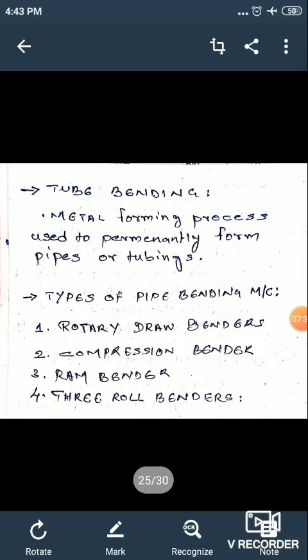Bending and forming tubes and other hollow sections require special tooling to avoid buckling and folding at the bent corners. In the tube bending process, you will always have buckling or folding at the bend corners, so different types of bend machines are used. The different types of bend machines are rotary draw benders, compression benders, ram benders, and three roll benders.